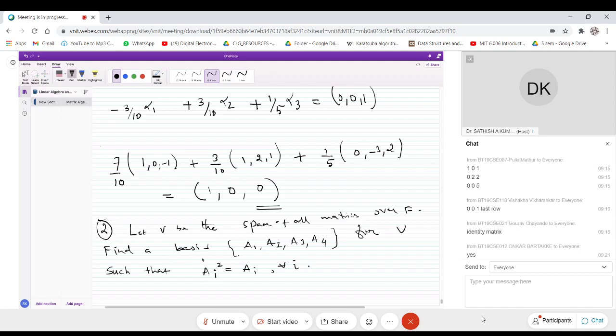Okay, so that means it is something like that. Whatever matrix you consider, the square of that will be the same as that matrix. So you need to consider four matrices A1, A2, A3, A4, and then you have to verify that it is a basis. Basis means you just see that it is linearly independent and it forms a basis. That's it.